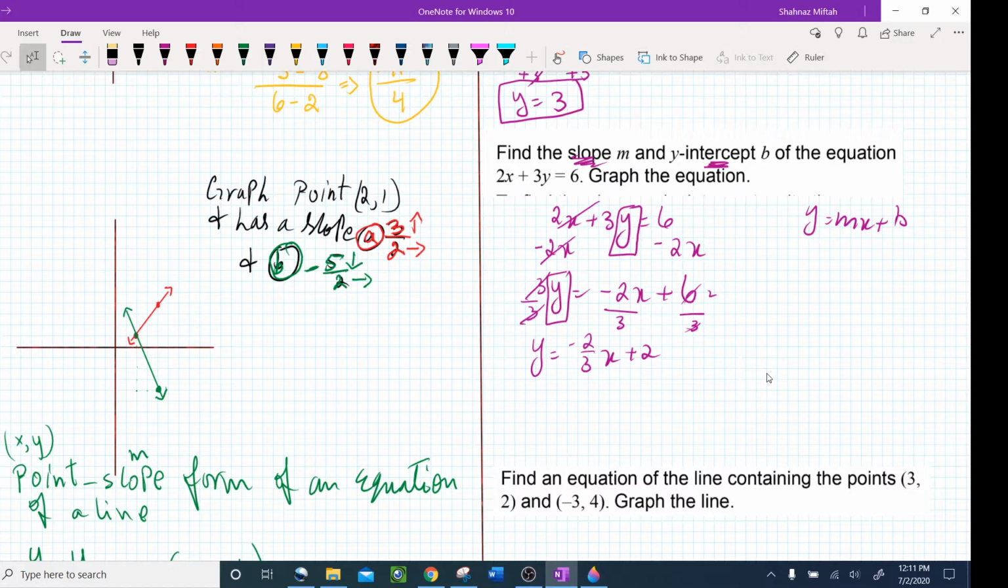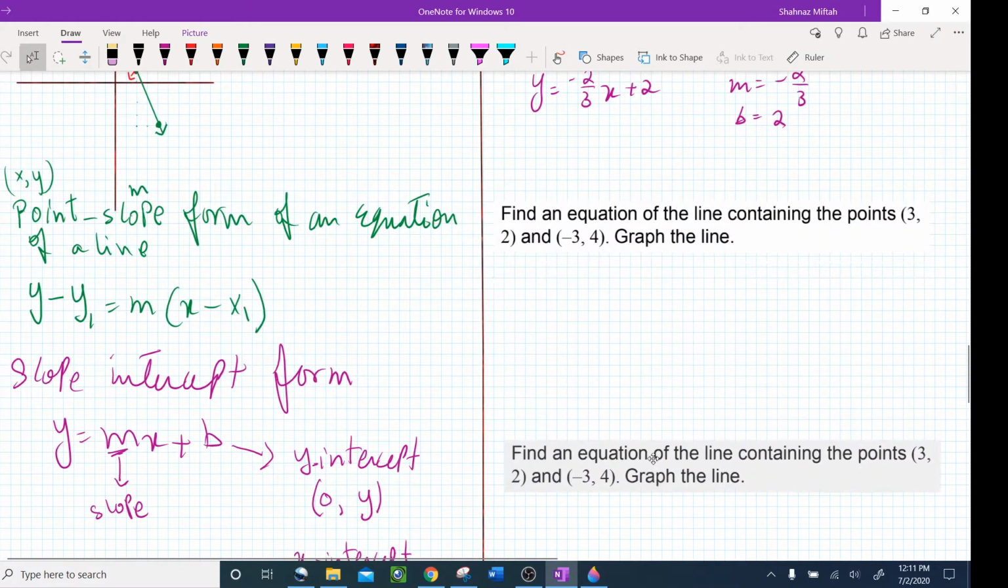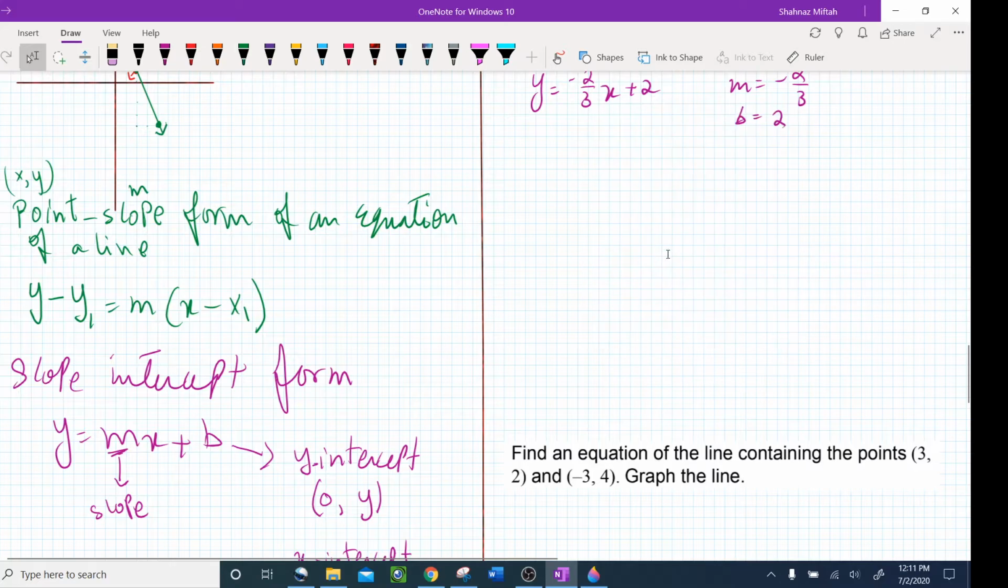So now can you tell which one is the slope? This is my slope. M equals negative 2/3. What is my y-intercept b? It's positive 2. Now they said graph this equation. So I am going to graph that equation using my graph.